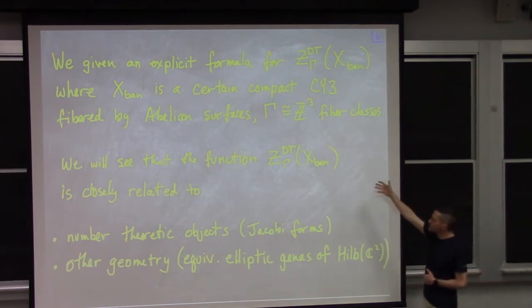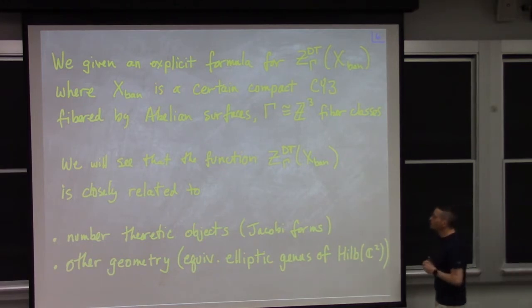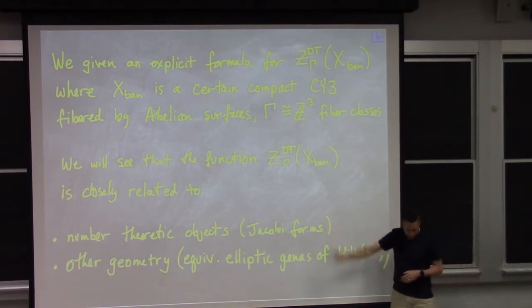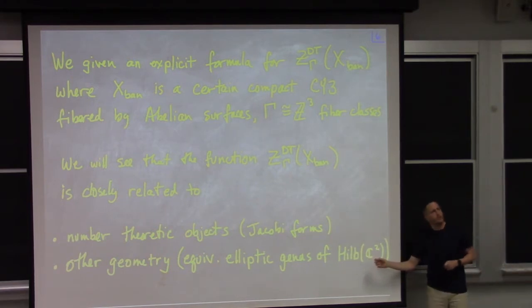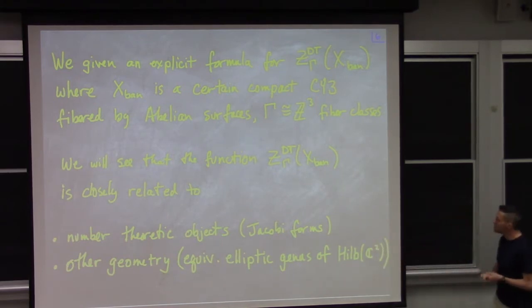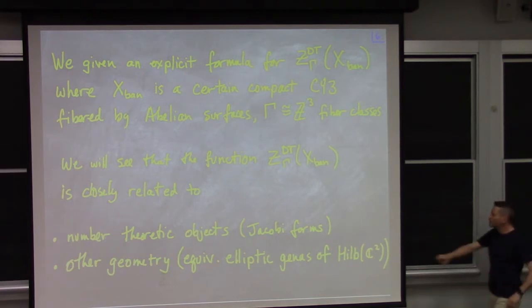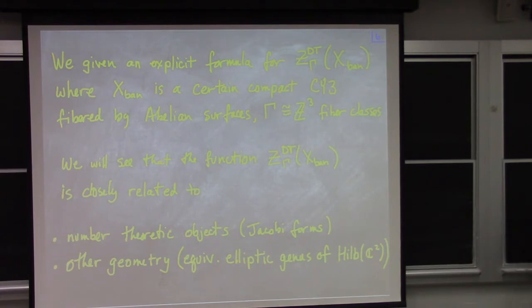So I'm going to tell you that story, and part of the interest here is that we're going to see that the partition function, once I compute it and write it down, has some remarkable properties. It's going to be connected to number theoretic objects, in fact Siegel modular forms. I wrote Jacobi, but it's actually even more: Siegel modular forms. And another real surprise is that it's related to a seemingly unrelated geometry and an unrelated concept, namely the elliptic genus of the Hilbert scheme of points on C2, a well-studied symplectic manifold.